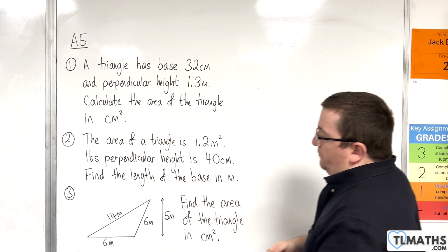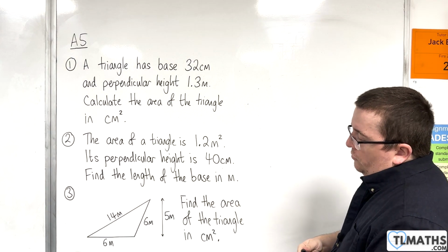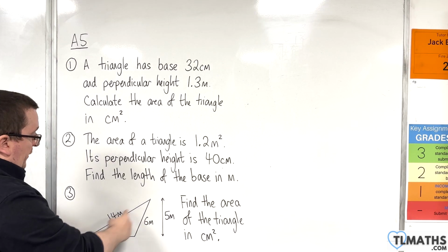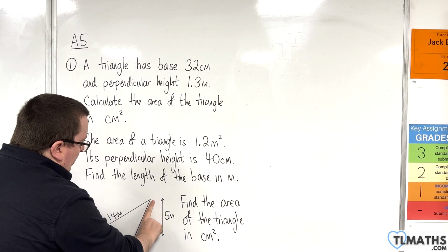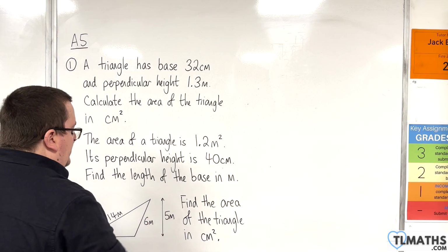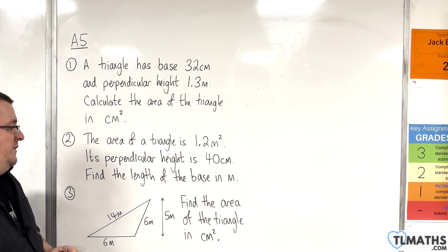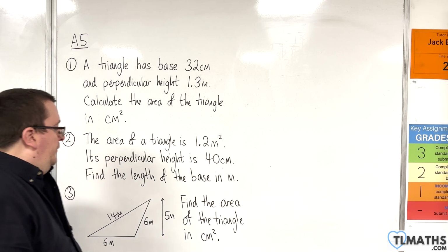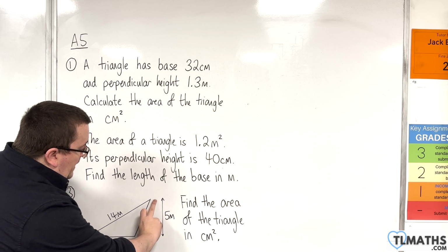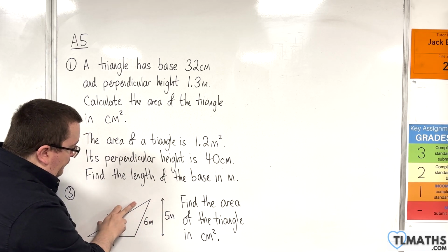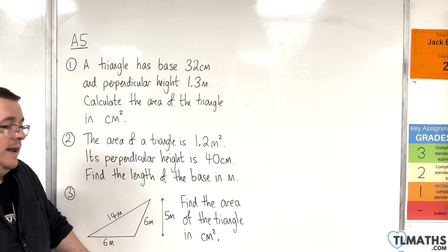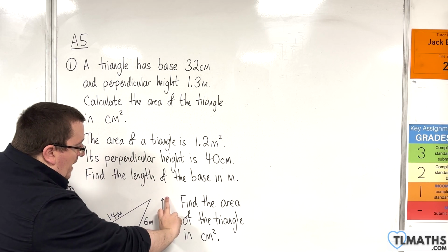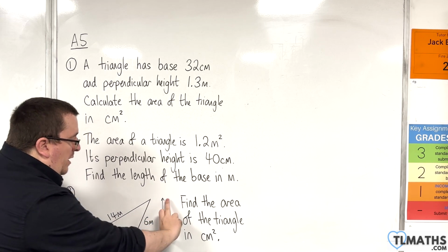Right, number 3, we have a triangle drawn. We have a base of 6 metres. We've got this length is 14 metres. This length is 6 metres. And the height is 5 metres. Find the area of the triangle in square centimetres. So you've been given these lengths, that 6 and that 14, as red herrings. Okay, because all we need is this length here, that 6 and that 5, the base and the perpendicular height.